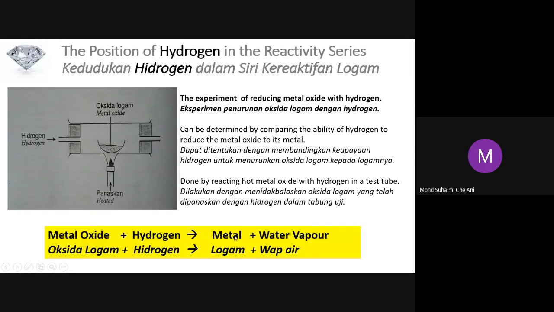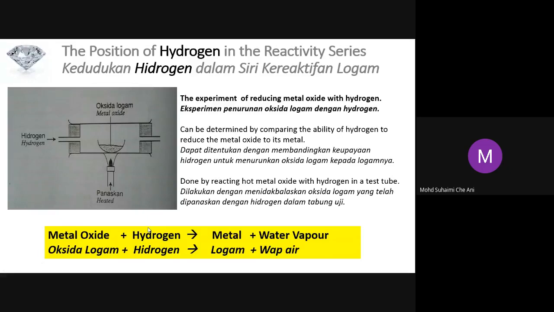Then you will leave the metal alone. Okay, because the hydrogen already takes the oxide from the metal oxide. So we'll get the product: metal and water vapor. Okay, same like carbon before this. If the hydrogen is capable of doing this reaction, it means that hydrogen is above those metals. But if the hydrogen isn't able to steal the oxide, it means that there is no reaction. It means that hydrogen is below that metal.